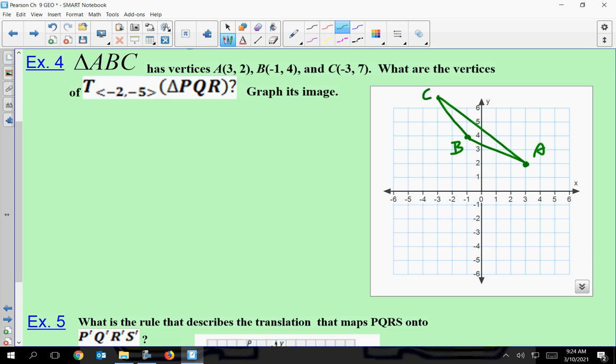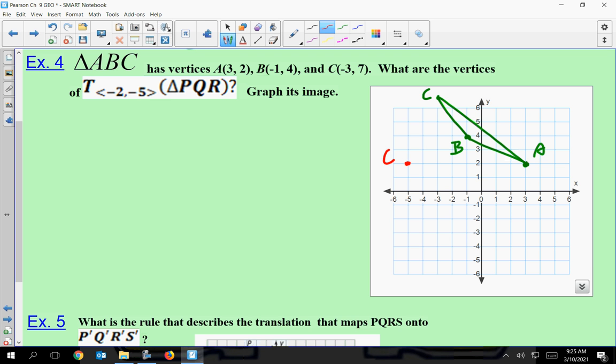Okay, there's the point. They give me a translation rule of negative 2, 5. So I need to move each point negative 2, 5. Okay, I'm going to start with C because it was off the graph. So negative 2 in the x direction is going to make me go left 2 from C, but then it tells me in the y direction down 5. So I believe that gets me here.